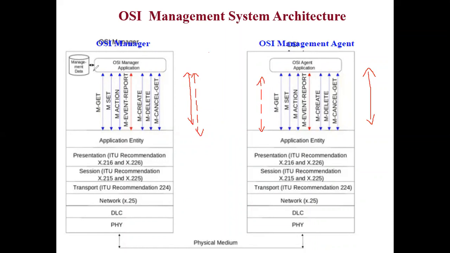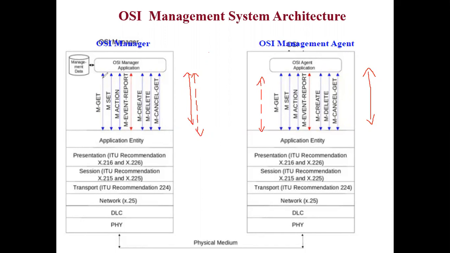Okay, now why have we put bidirectional over here? You might think, why not just not draw it at all if it is not generated, and be saved the trouble of dashed and solid lines. But whenever the M event report is generated by the agent, the manager has to receive it, and once he receives it, he has to give an acknowledgement.